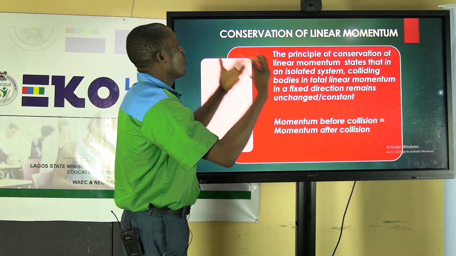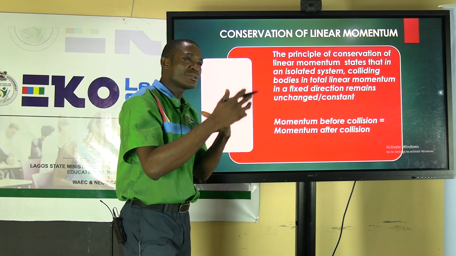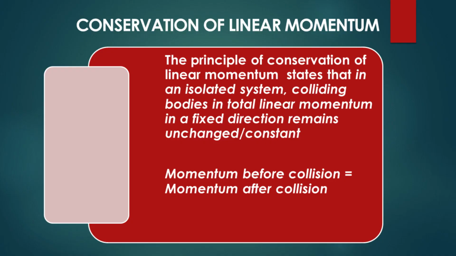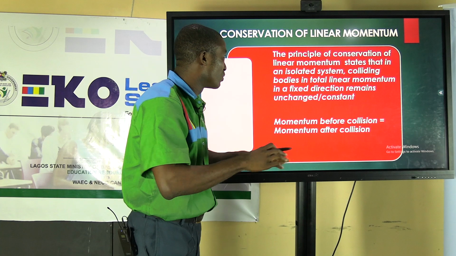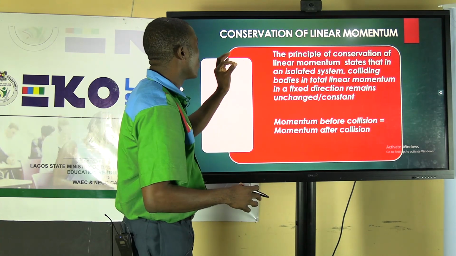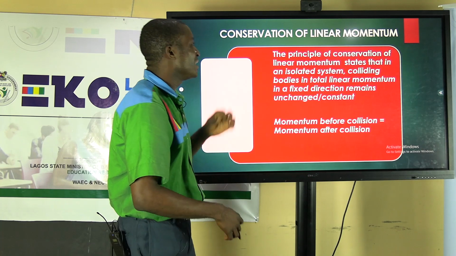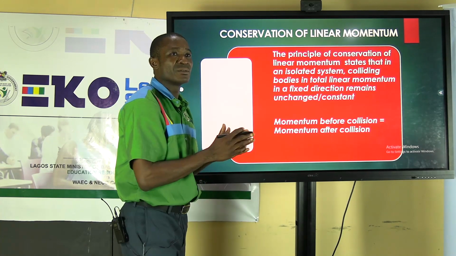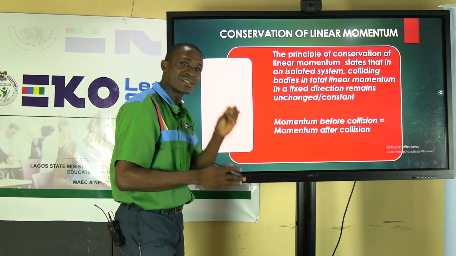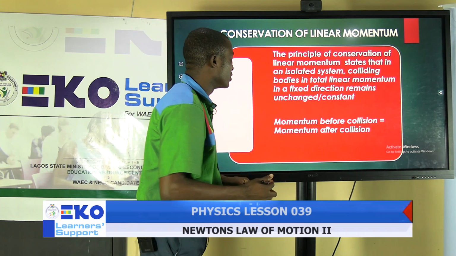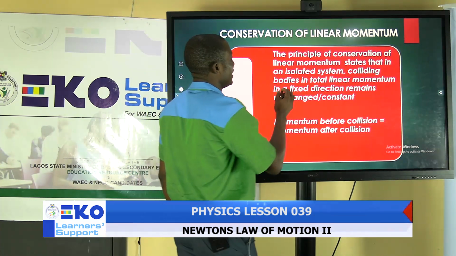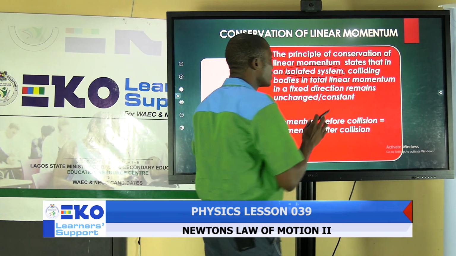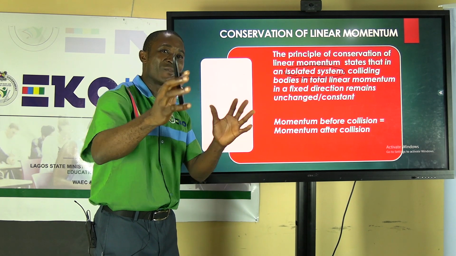Now, what is momentum? Momentum is the product of the mass and velocity of an object. Which means that a moving object has momentum, but for an object at rest, there is no momentum. There's a principle that holds for the conservation of linear momentum. It is that all momenta before collision will be the same as after collision. But this happens in an isolated system, which means a system where there is no influence of external force.